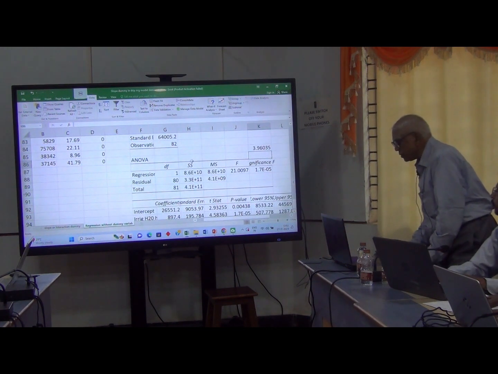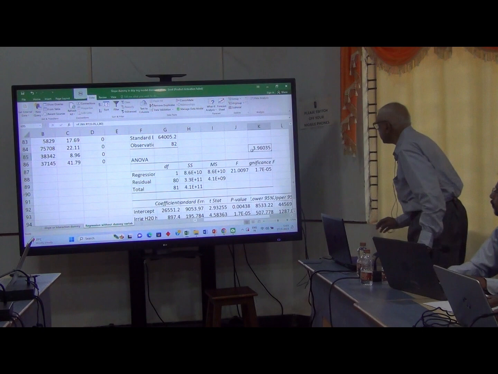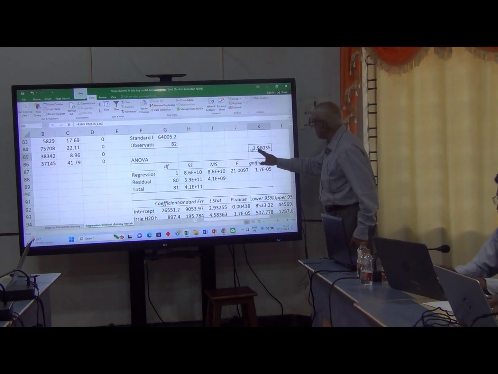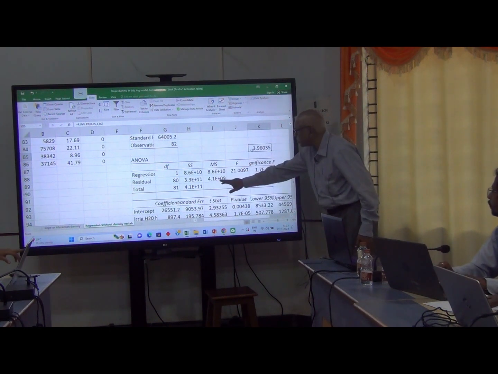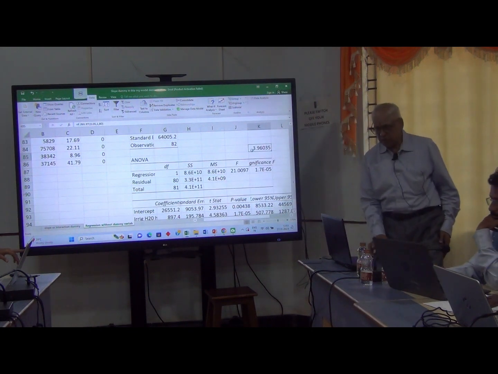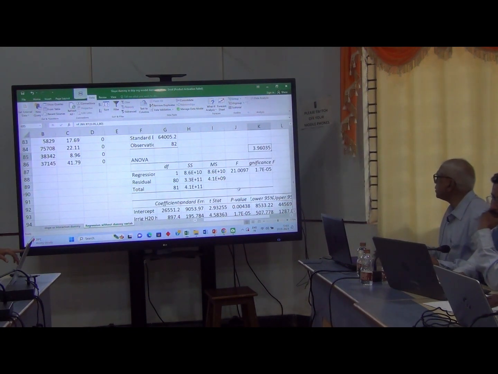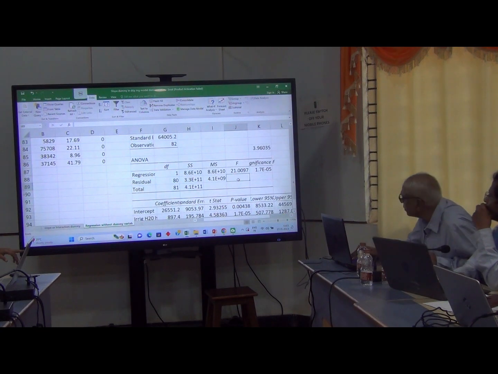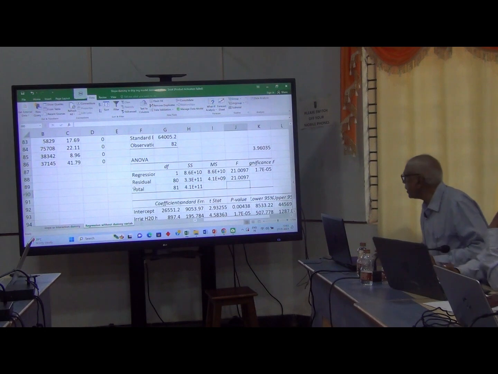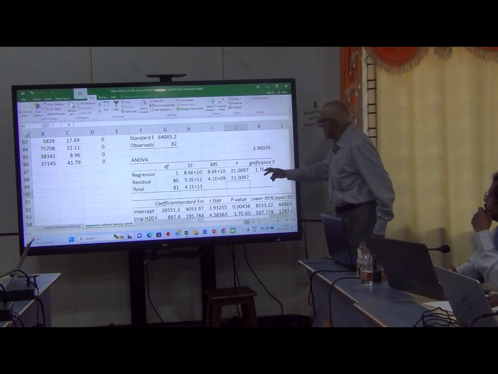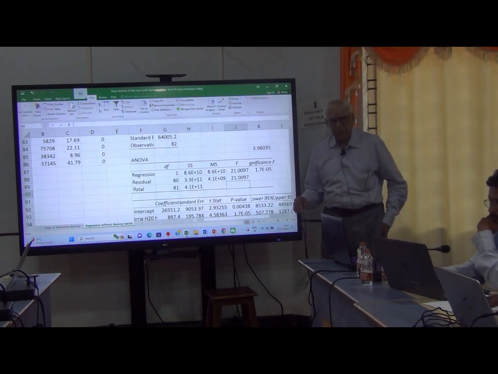See, go back here. This 3.96 is the table value, and this is the calculated value of F. This is nothing but the ratio of this by this. If you divide both, you get it. You want to check it, you can check it. So, you know the probability.